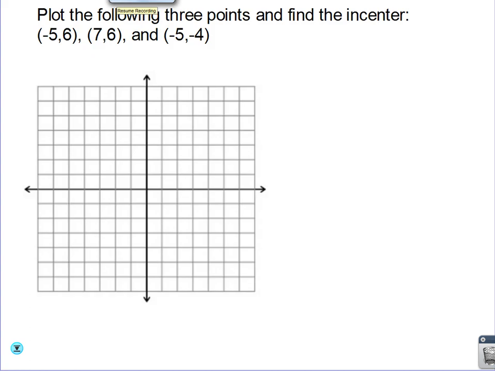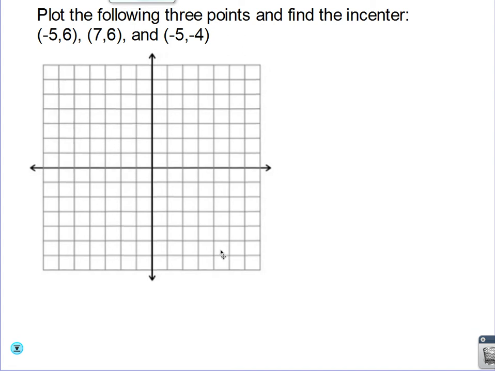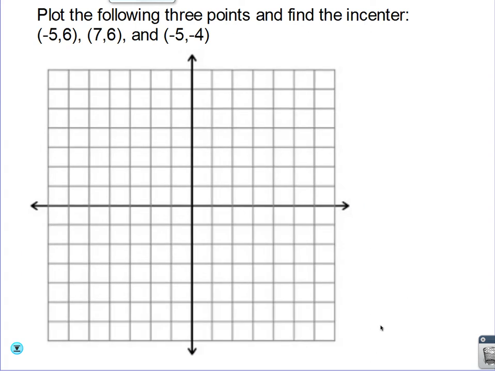This one says, plot the following three points and find the incenter. Now, this is going to be a little bit tougher, because to find the incenter, I need to somehow find the angle bisector, and we'll probably use a protractor to do that. We've got the points negative 5, 6, 1, 2, 3, 4, 5, and so on. I'll pause. Here's the graph.